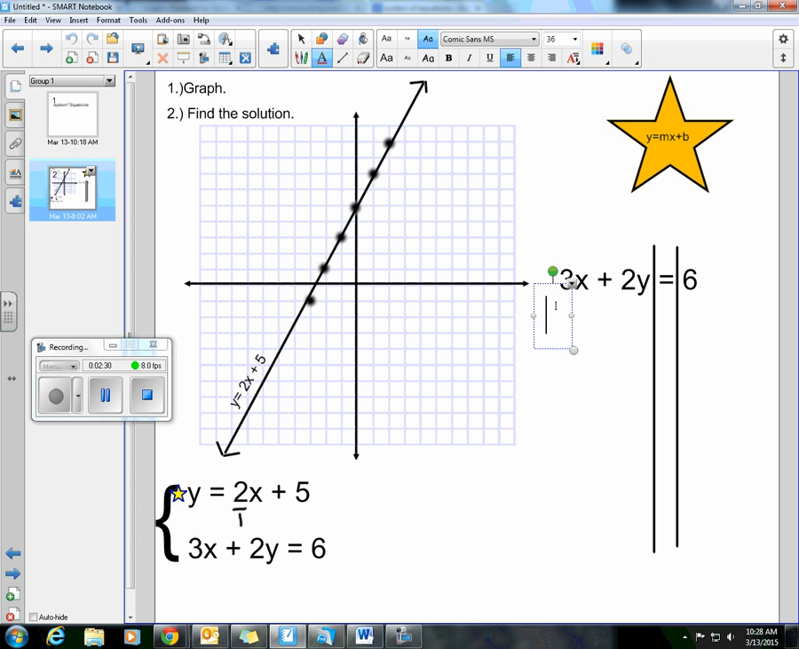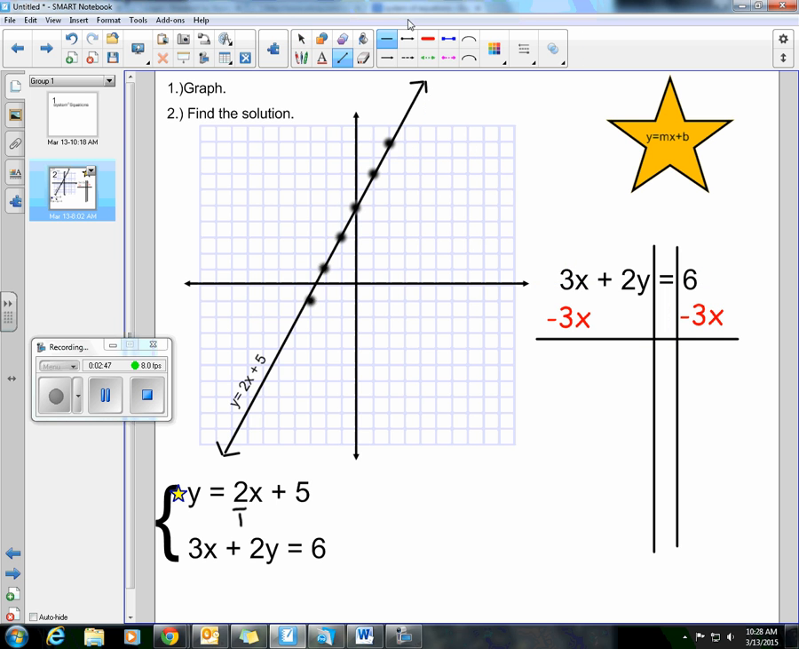I'm going to subtract 3x from both sides, minus 3x. And to help you see that, I will put that in red. Then I can bring down my 2y. And I know that I need to put my mx first, so I'm going to keep my negative 3x and then add my 6 to it. All I did was take this stuff on the side and put it in one line.